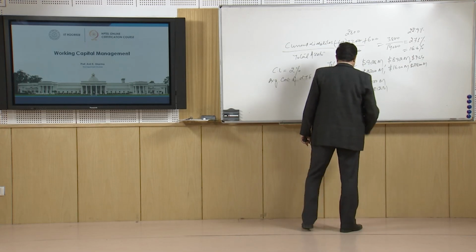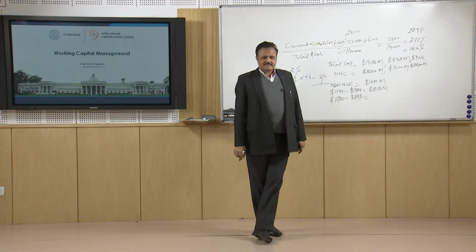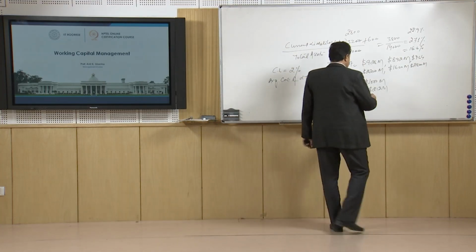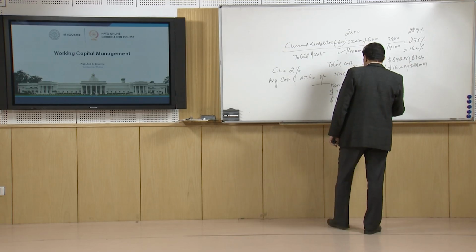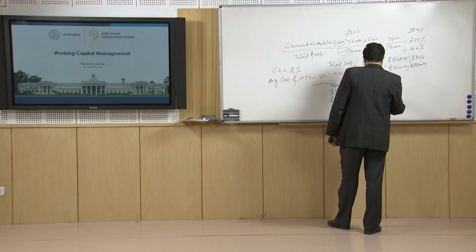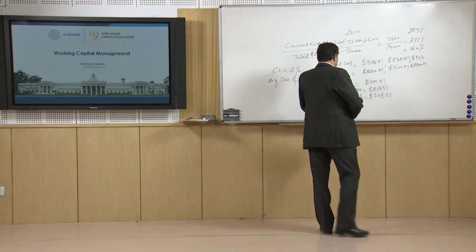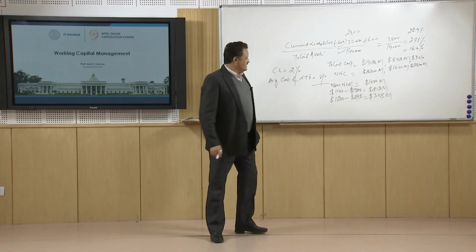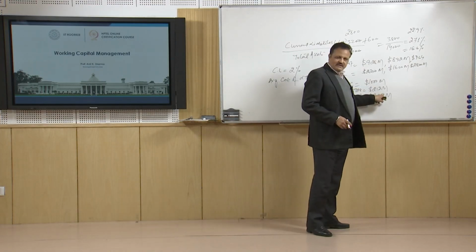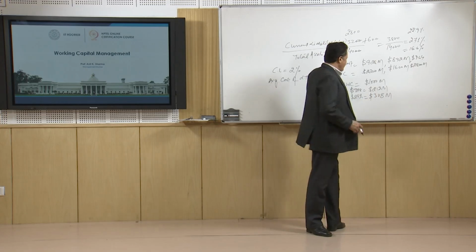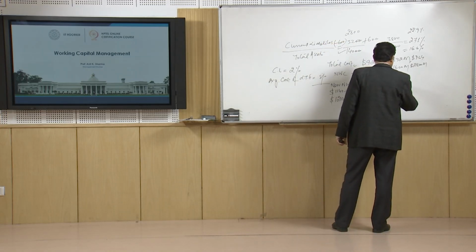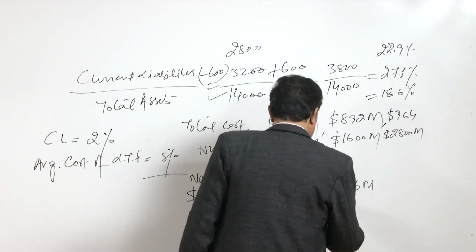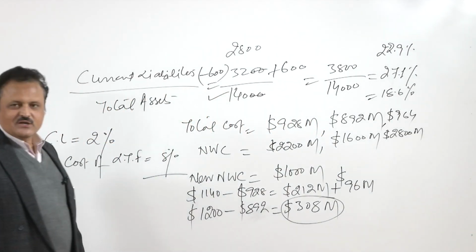you can say that the net effect is 308 million dollars. And why is this 308? Because we had $212 million already, the profit was this much, and we added $96 million into this, and this plus this is equal to this figure, $308 million.